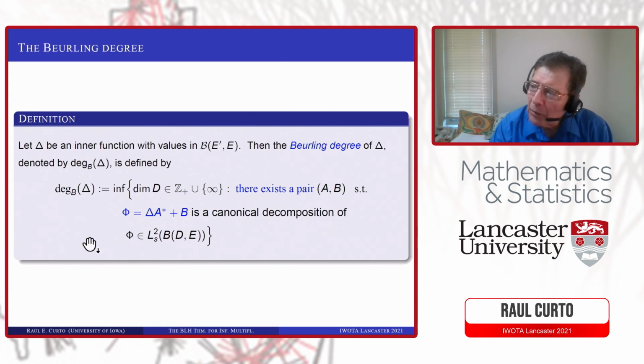I go over all possible canonical decompositions like this, and then collect the dimensions of all those spaces D, and then I take the infimum. That's the Beurling degree of delta, okay?